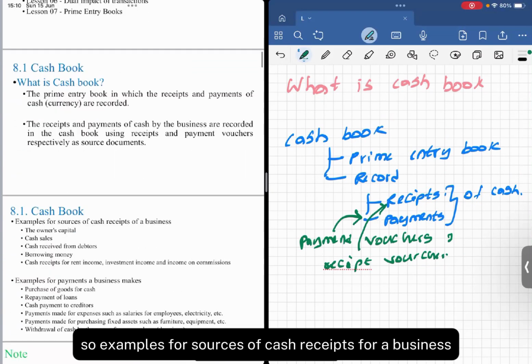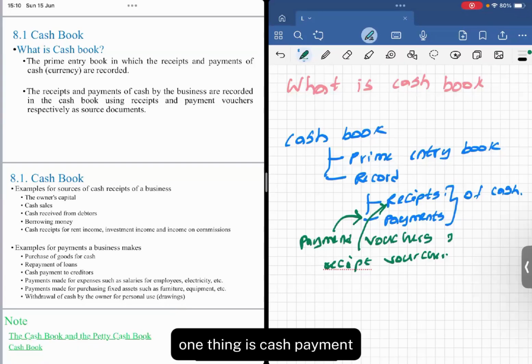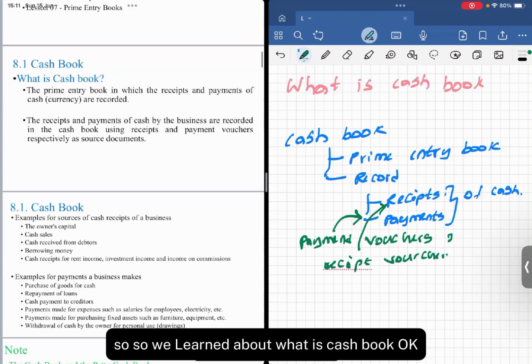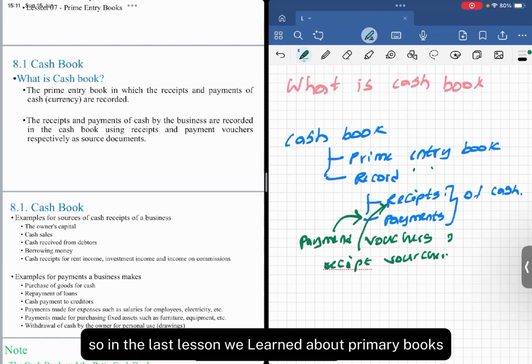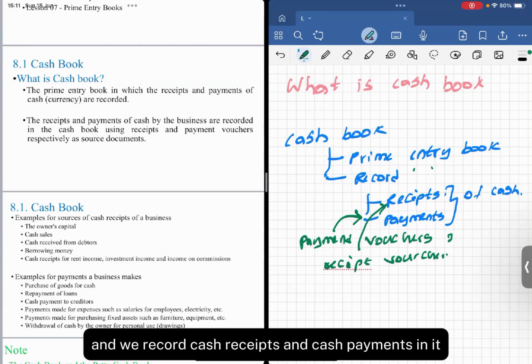Now we have two things: one is cash payments, the other is cash receipts. So we learned what a cash book is. Cash book is simply a prime entry book. In the last lesson we learned about prime entry books, and this is the first prime entry book that we are going to learn. Cash book is a prime entry book, and we record cash receipts and cash payments in it.